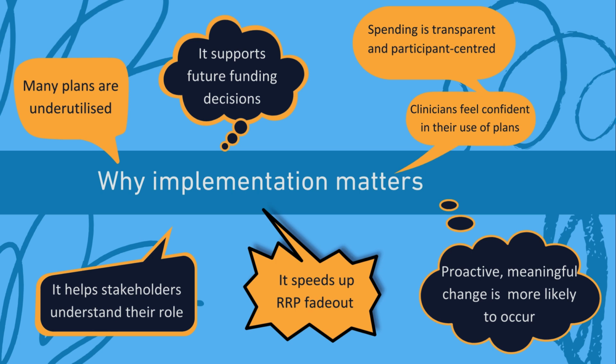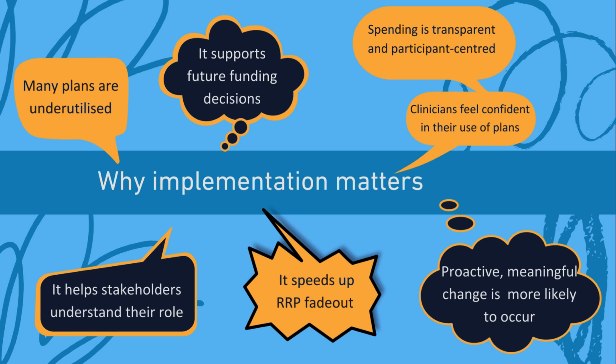So first, let's explore why implementation of a comprehensive behaviour support plan is so important. First of all, we know that many plans are underutilised, which is to say that plans will expire without full use of the allocated funds. And this is not necessarily an issue if the funds aren't required, but implementation planning allows us to be sure that the funding available is effectively used to support the person's needs.